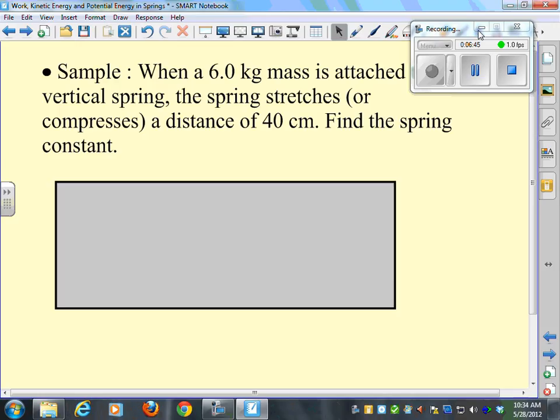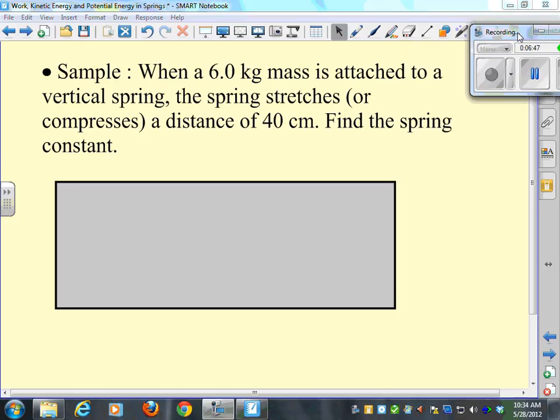Okay, so quick little sample question here. Now, hold on here, don't write that down. When a 6 kilogram mass is attached to a vertical spring, the spring stretches or compresses a distance of 40 centimeters. Find the spring constant. Pretty straightforward. We're finding the value of K. You got the question there on that sheet.